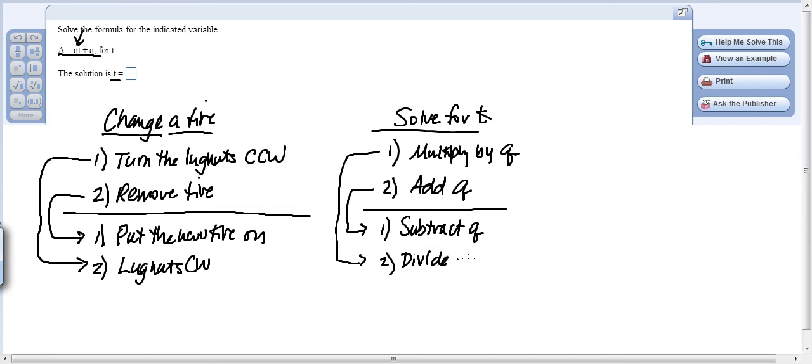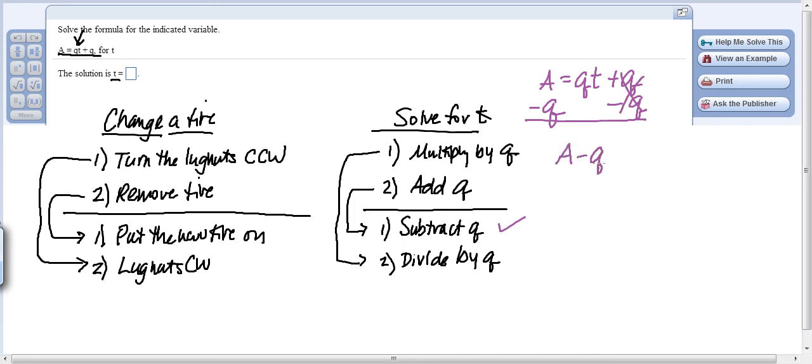And when you write these steps out like this, it tells you exactly what to do to both sides of the equation. So we have the equation a equals qt plus q. And once you do this, you start getting more automated with it. The first thing I need to do, according to my list, is subtract q. So subtract q from both sides. That cancels out and I have a minus q on the left hand side equals qt.